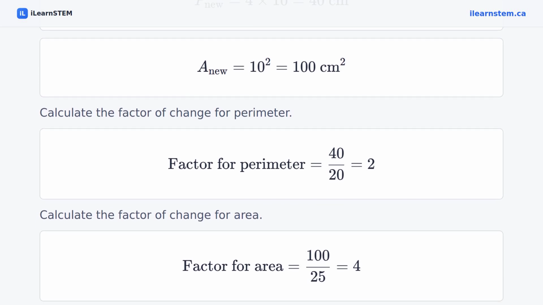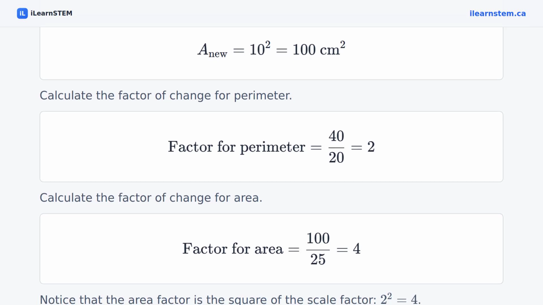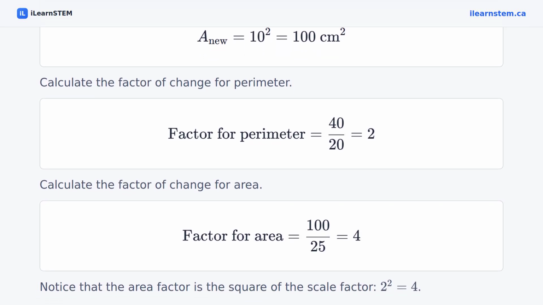Notice that the area factor is the square of the scale factor. 2 squared equals 4. When you multiply the side length of a square by a factor, the perimeter multiplies by that factor, but the area multiplies by the square of that factor.